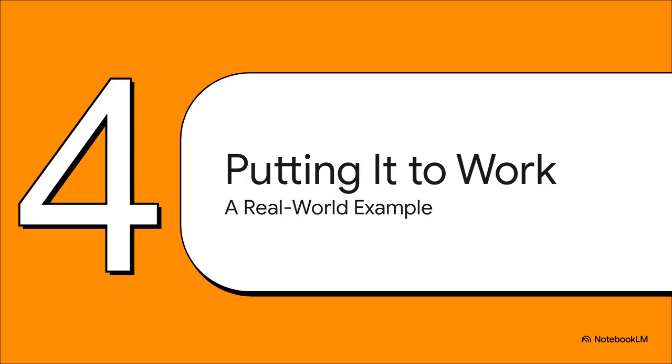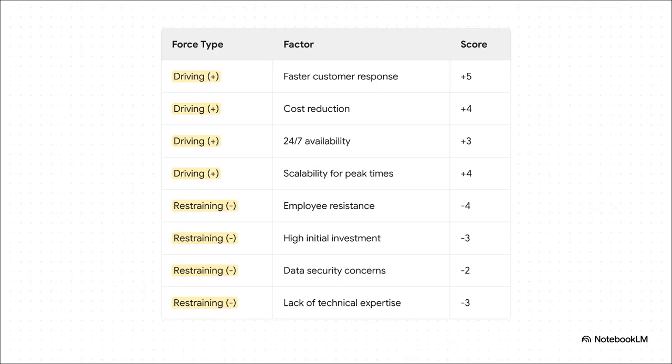All right, enough with the theory. Let's actually put this tool to work and see how it plays out with a real-world kind of example. Okay, so imagine a company is thinking about implementing a new AI chatbot for customer service. On the driving side, the positives, they've got faster customer response times. That's a huge one, a 5, and significant cost reduction, a solid 4. But on the restraining side, they're facing some serious employee resistance, also a 4. And they've got a lack of technical expertise, which is a 3.